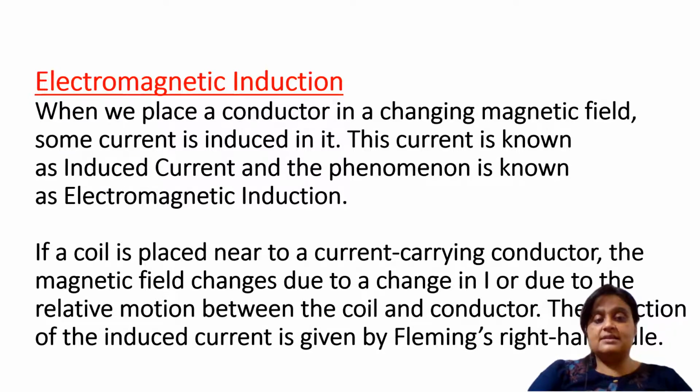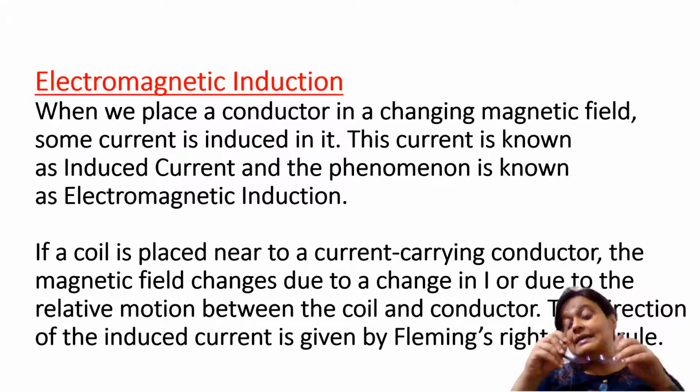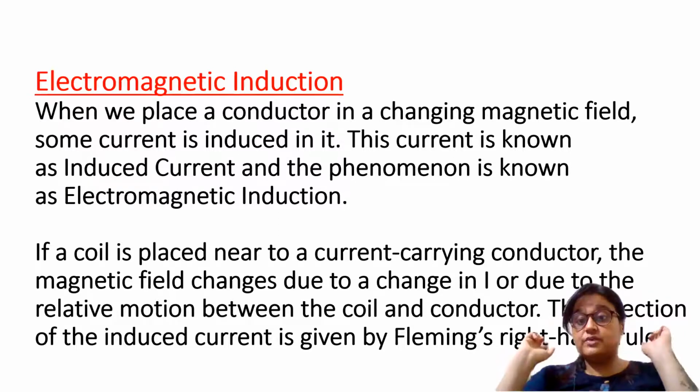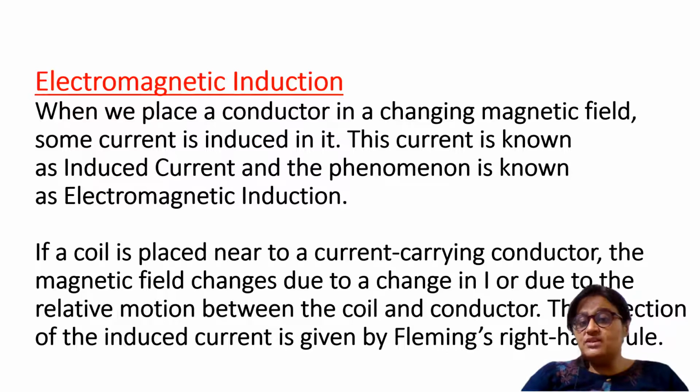The word changing is used, look carefully. Some current is induced, and this is the induced current. The word induce is used for this current, and the phenomenon is known as electromagnetic induction. So, if a coil is placed near a current carrying conductor, the magnetic field changes due to a change in current or due to change in motion. So you can change the current or change its motion, whatever you want, you just have to change the magnetic field lines, okay.